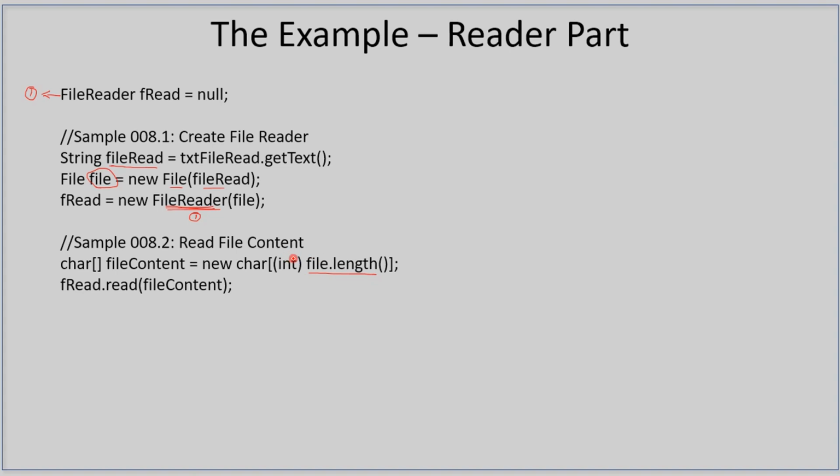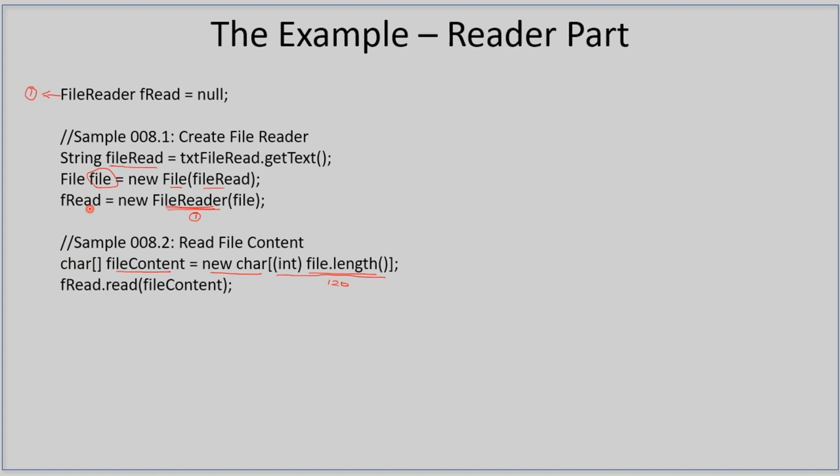In our previous example we learned about java.io.File, and we already know how to get the size of the file. So we are using that here once again, file.length. This will give the size of the text file, and we create a character array based on the returned value. Suppose the length is 120, that means we create a character array to hold that many characters. So this is our file content in the form of a char array.